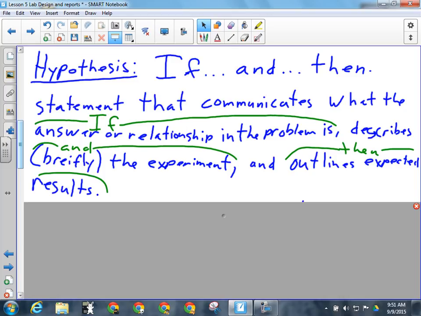Okay, so the most common mistake I see in a hypothesis in a lab report is someone just telling me what's going to happen. They go like this: I think the plant that gets the most light will grow the most. Well, that's really only one part of the hypothesis. The then part. You've predicted your findings, but that's not what the hypothesis is all about. It's part of the hypothesis.